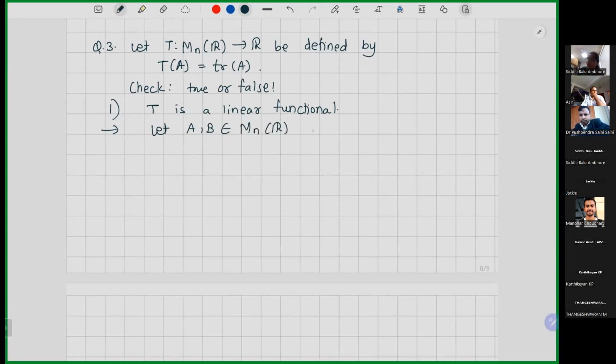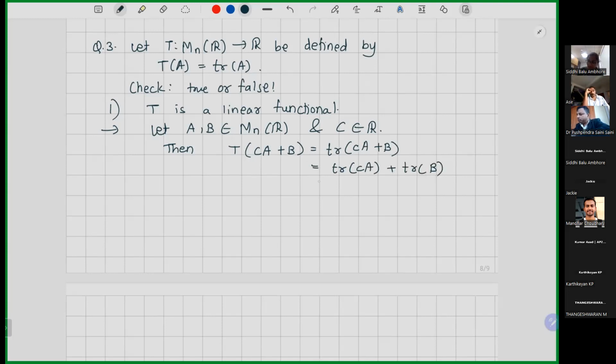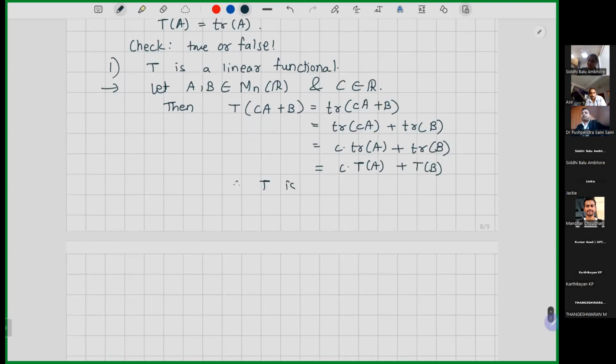We start with A and B in M_n(R) and c in R, and then T of cA plus B is equal to trace of cA plus B, which is equal to c times trace of A plus trace of B. Trace is additive, so we are using that property of trace here. We did this quite a few times in the last few lectures, so this is nothing but c times T of A plus T of B, and that's why T is a linear transformation, and therefore it is a linear functional.